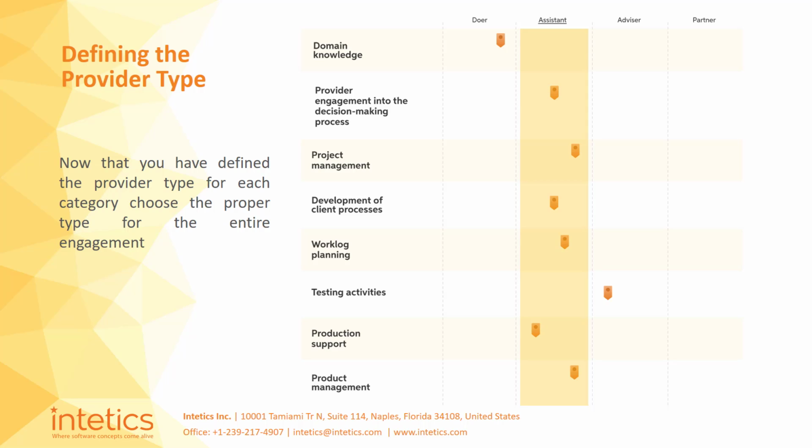As you can see, most of the check marks go to the assistant provider type. So for this particular project, assistant looks like the most credible option. Of course, to get a more precise picture, it's better to think about more factors, such as project management, development of clients' processes, and testing activities. So what's next after that?